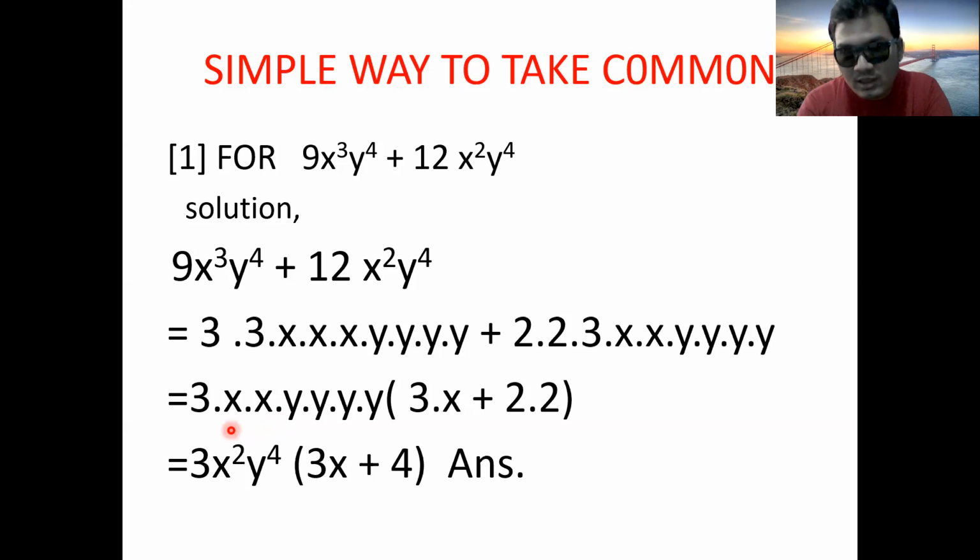Which are the same: x into x is x square, y into y into y into y, 4 times, that's y power 4. And what is remaining inside the bracket? 3x plus 2 into 2, that is 4, is left. And this is common taking. This is the easiest method to take common. Next, let's move to the next slide.